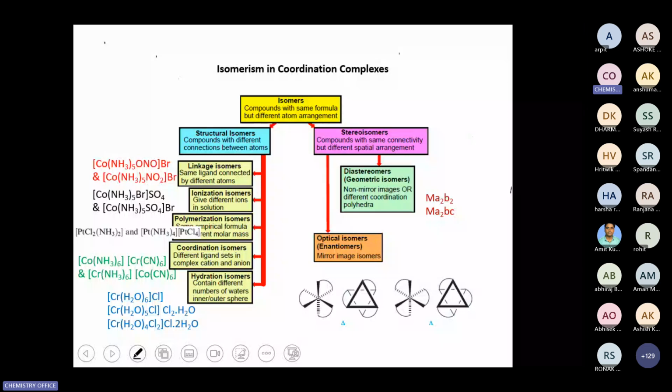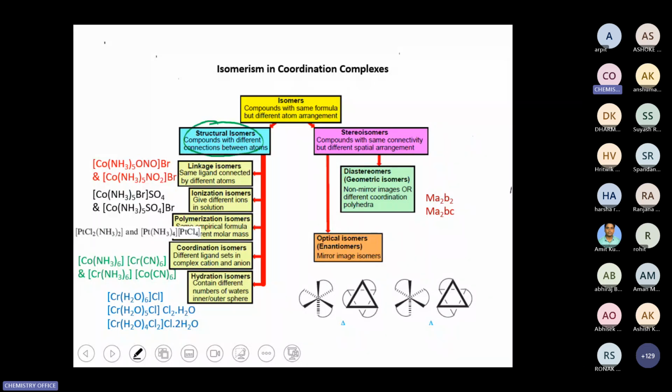Now, in coordination chemistry, there are 2 basic types of isomers. One is structural isomer, another is stereoisomer. As you see here, for the structural isomer, what is written? Compounds with different connections between atoms. So this is their basic characteristic.